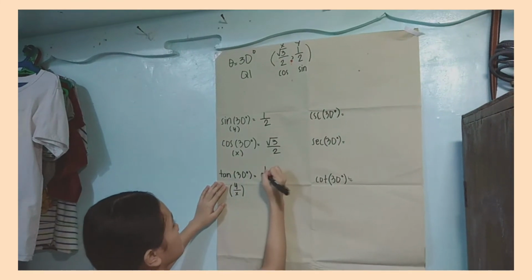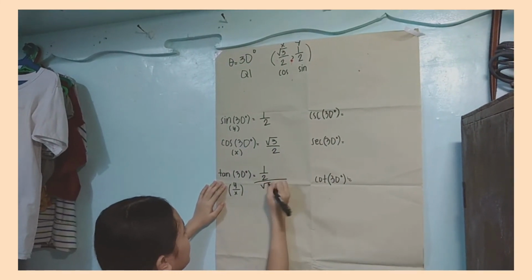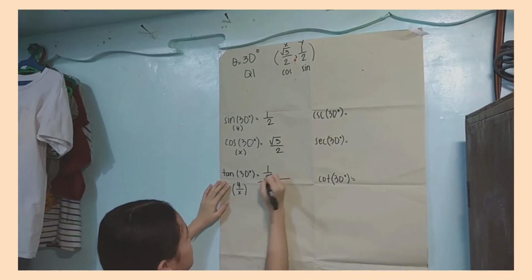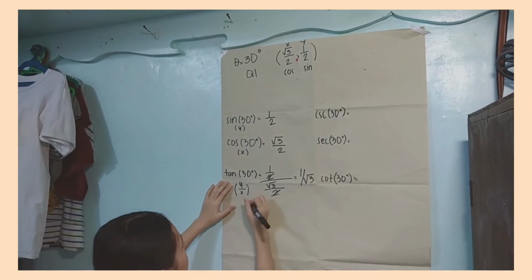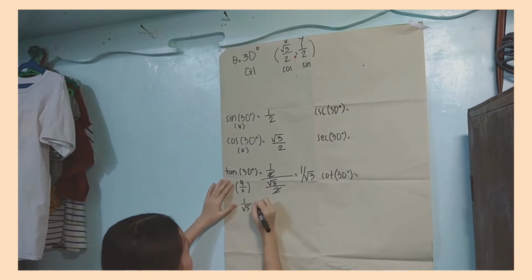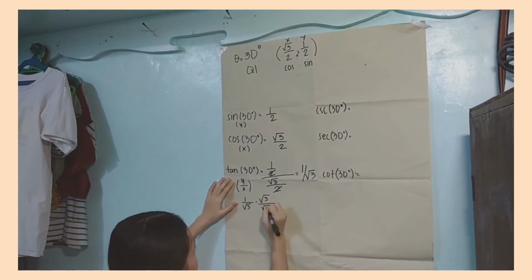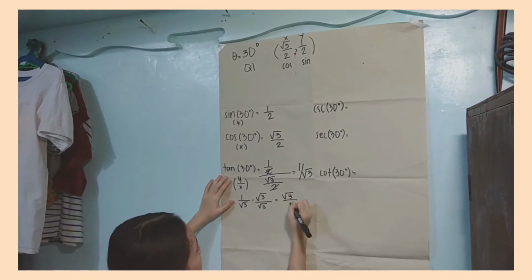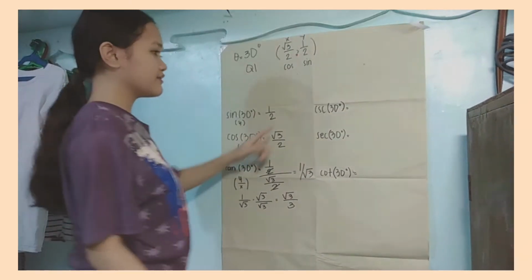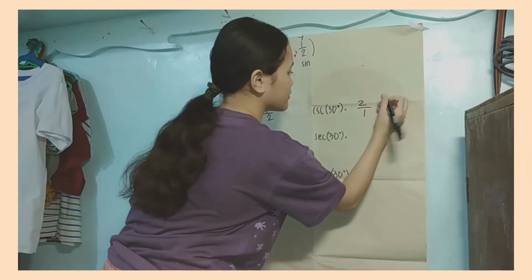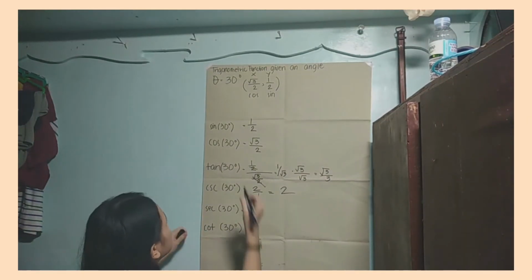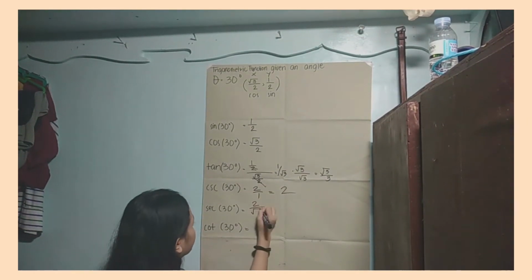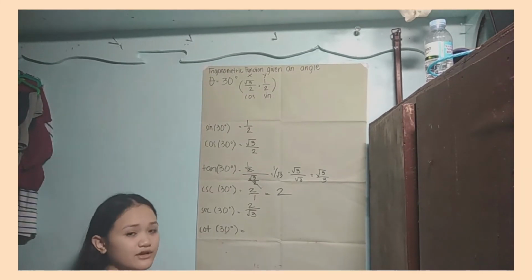Tangent, y over x, 1/2 over square root of 3 over 2. Cancel, cancel. 1 over square root of 3. Let's rationalize it. Square root of 3 over 3. Then, the cosecant, 2 over 1, or simply 2. The secant is 2 over square root of 3. Then, let us rationalize it.